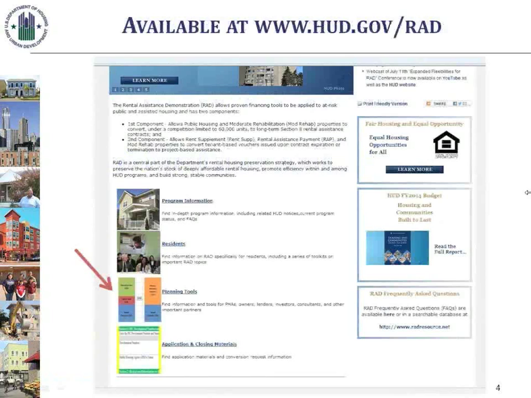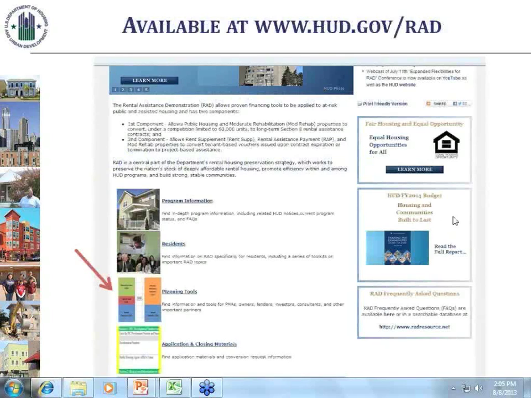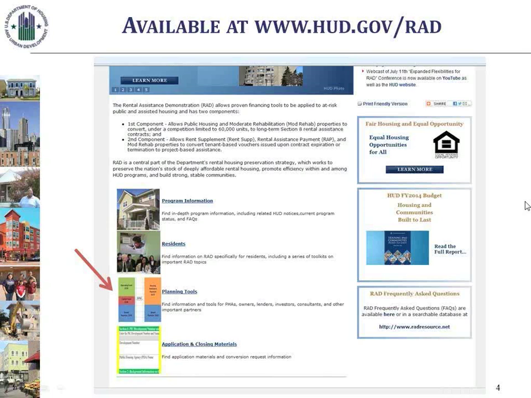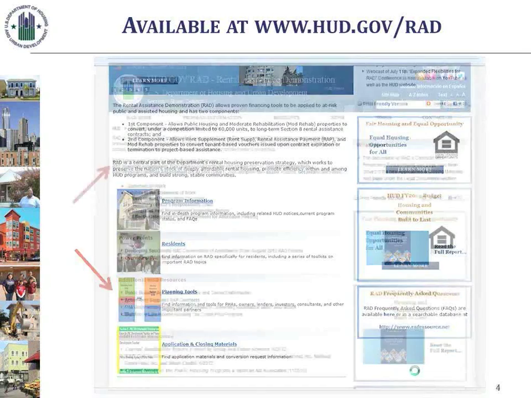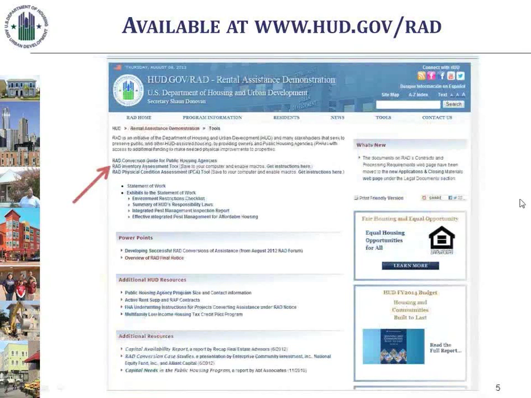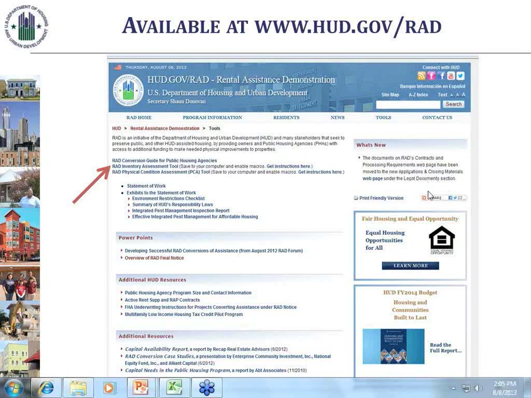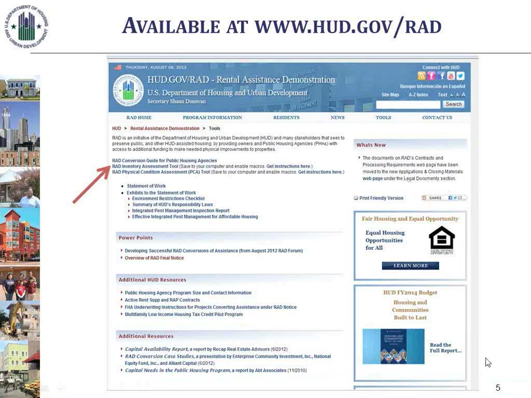First things, where is the tool? So on our website, www.hud.gov/rad, from the main web page, click on Planning Tools. And then from that page will take you to the Planning Tools page. And the second item there is the RAD Inventory Assessment Tool, right under the also very useful RAD Conversion Guide for Public Housing Agencies, and right above the also very useful RAD Physical Conditions Assessment. A lot of useful stuff on this page.